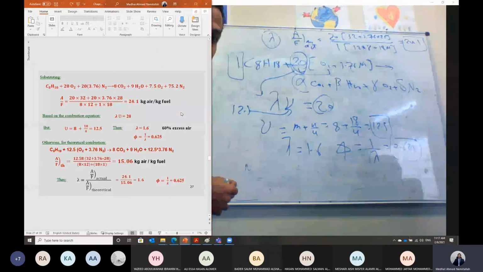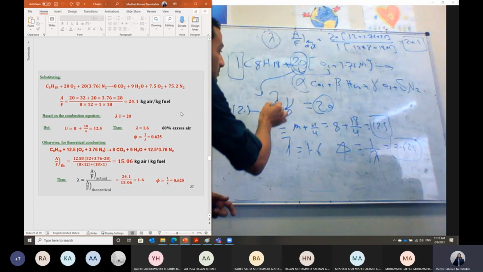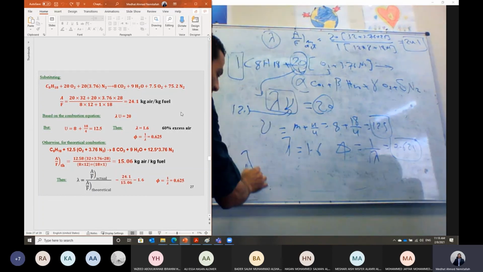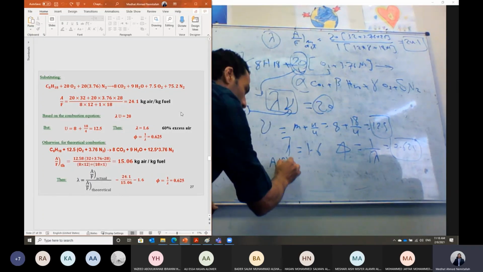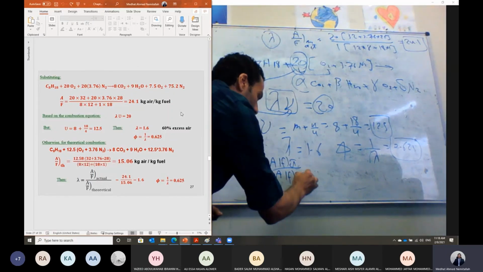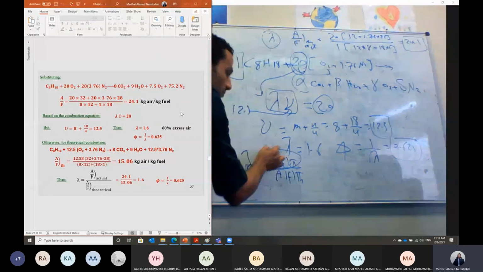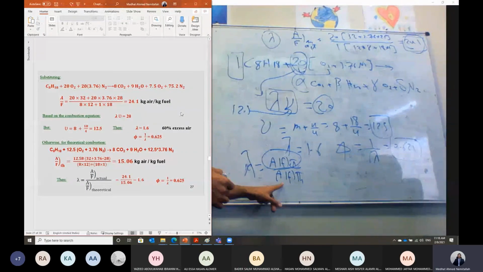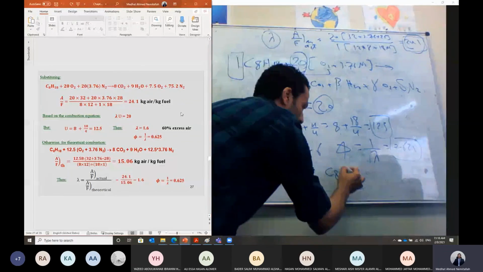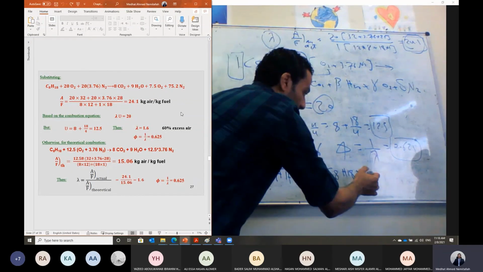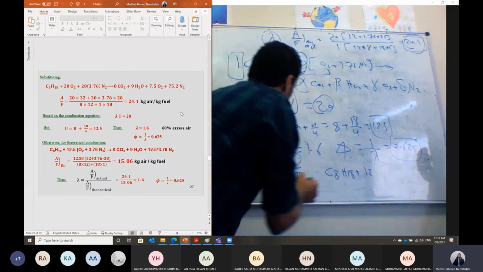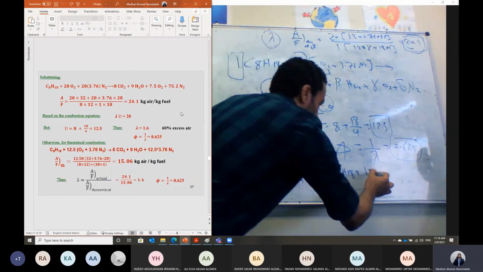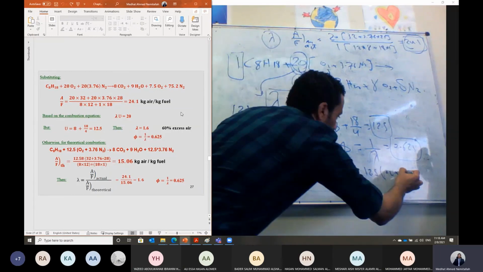Clear? Is there another way to calculate lambda? This is the actual air to fuel ratio. So lambda is the actual air to fuel ratio divided by the theoretical air to fuel ratio. We have calculated the actual air to fuel ratio. How can we calculate the theoretical one? I will just write the theoretical equation for the fuel C8H18. It will need gamma, which is x plus m over 4, which is 12.5, O2 plus 3.76 N2.